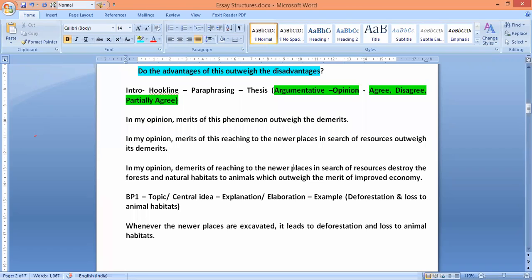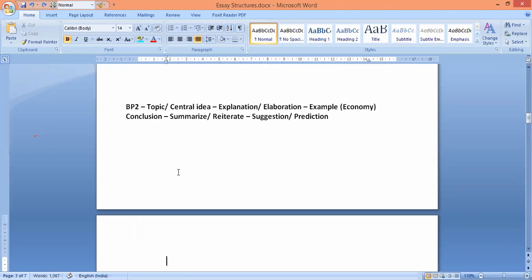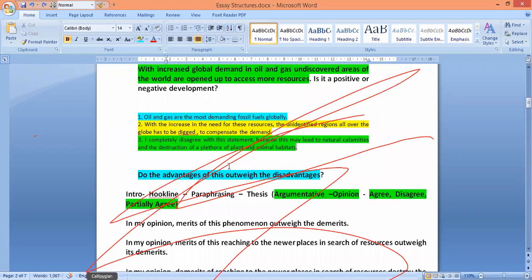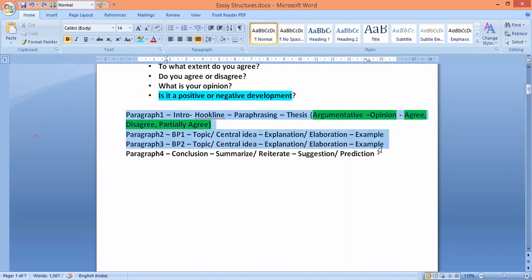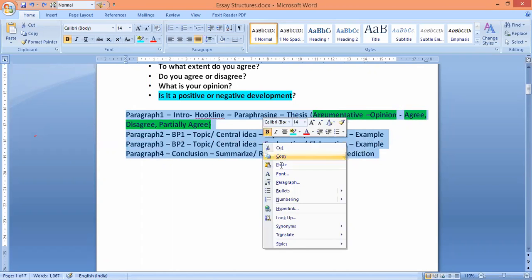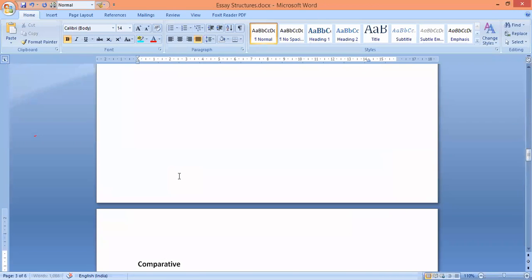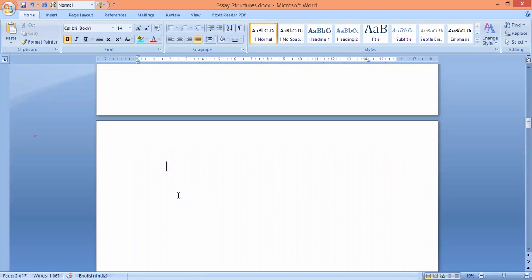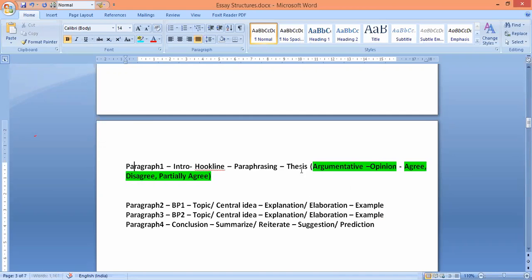Let me tell you one more thing. If you say that one idea should be only in one paragraph, then when we talk about advantages and disadvantages, let me go with one idea in one paragraph. So I gave my intro. It is a question of advantages and disadvantages.